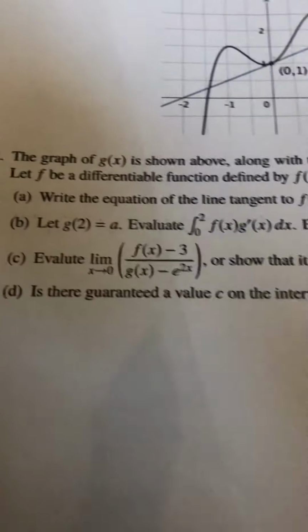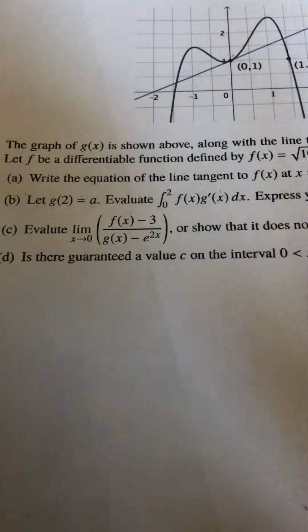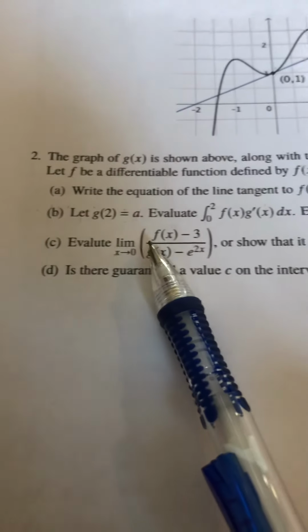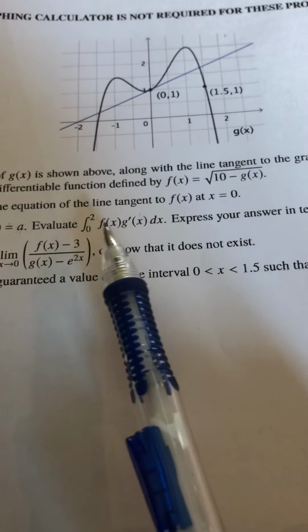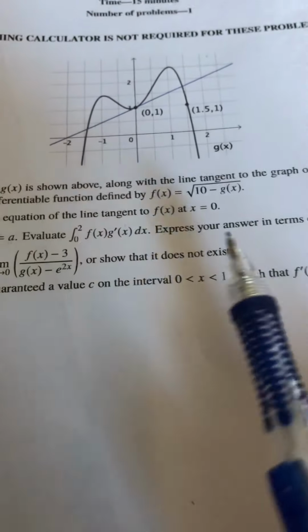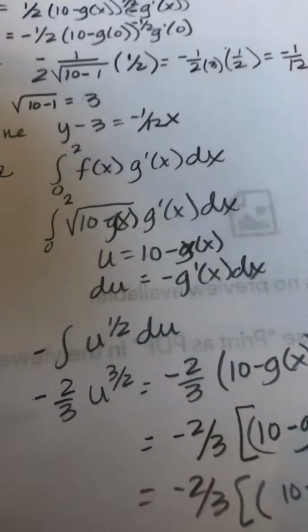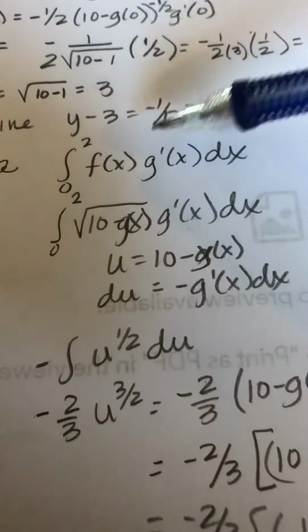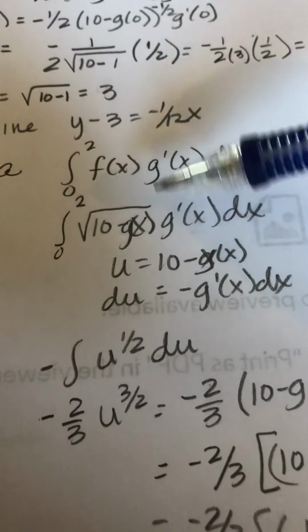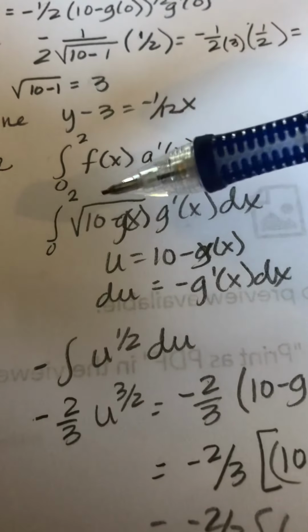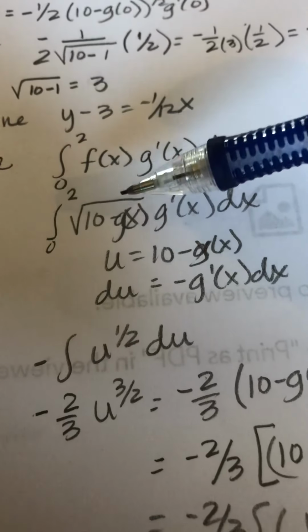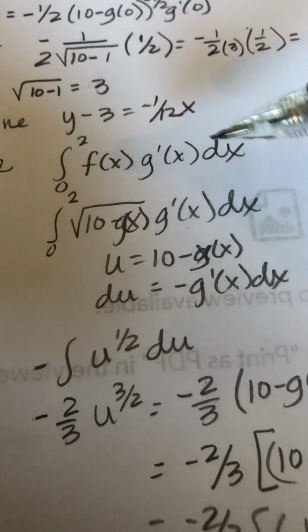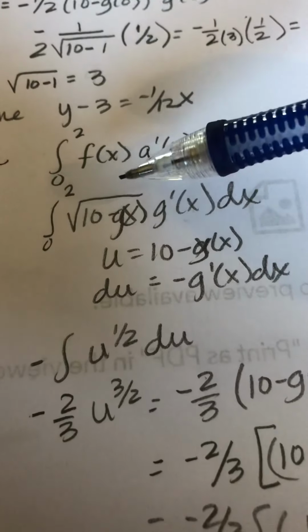Okay, so now here comes what I think was probably the hardest part of this whole test. Let g of 2 equal a. Evaluate integral from 0 to 2 of f of x times g prime of x dx. So if we look at that, in this form, it's very confusing. When you sub in what f of x is, maybe it's not so confusing when we see f of x is a square root of 10 minus g of x, and then times g prime of x.